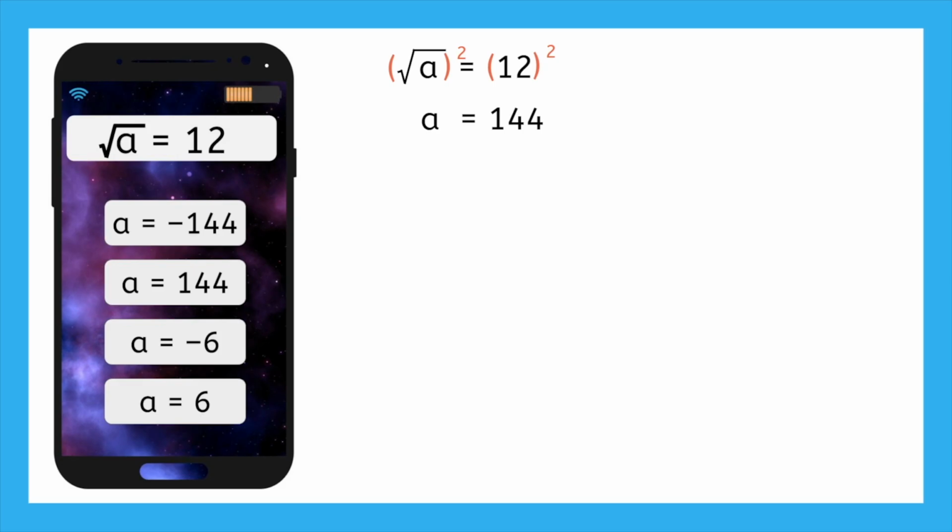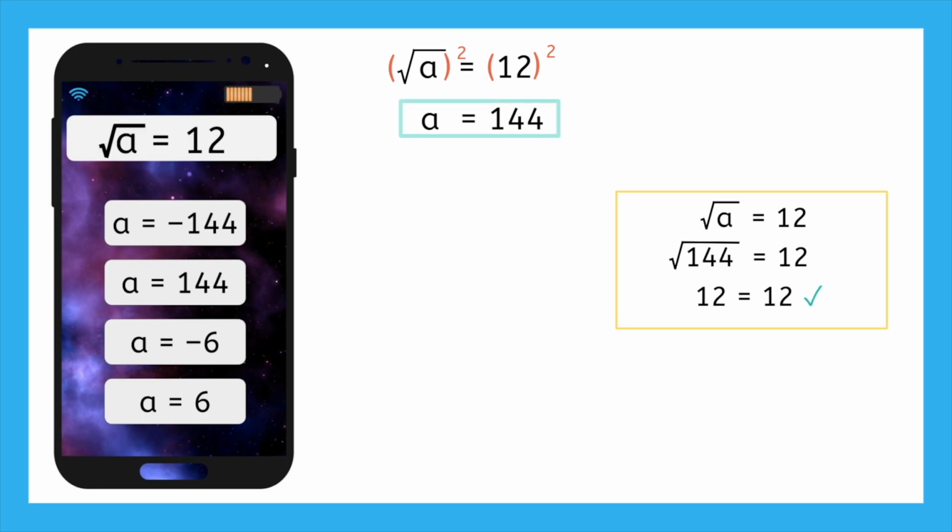We have to finish up with step 3 though, checking our work. So we'll plug 144 into our original equation in place of a. With that substitution, it's now the square root of 144 equals 12. Is that true? Yes.